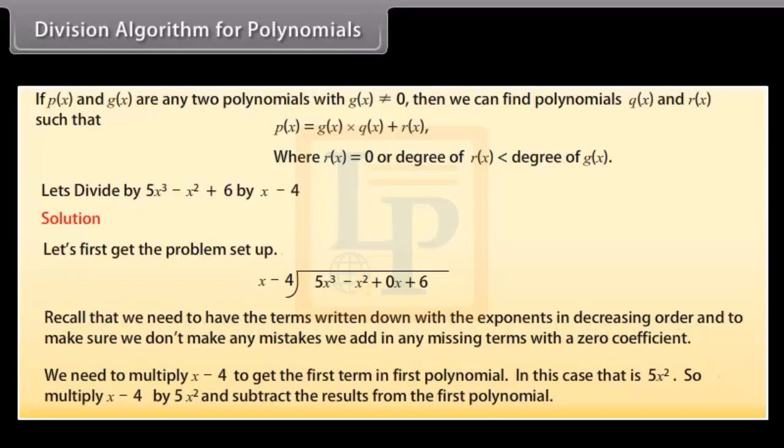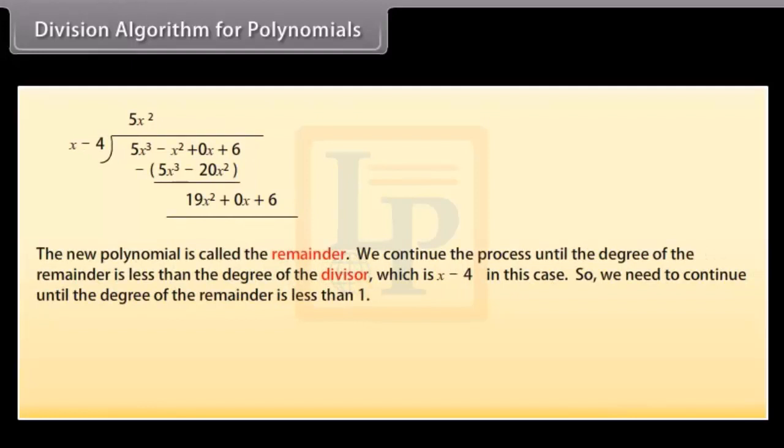We need to multiply x minus 4 to get the first term in the first polynomial. In this case, that is 5x squared. So multiply x minus 4 by 5x squared and subtract the results from the first polynomial. The new polynomial is called the remainder.